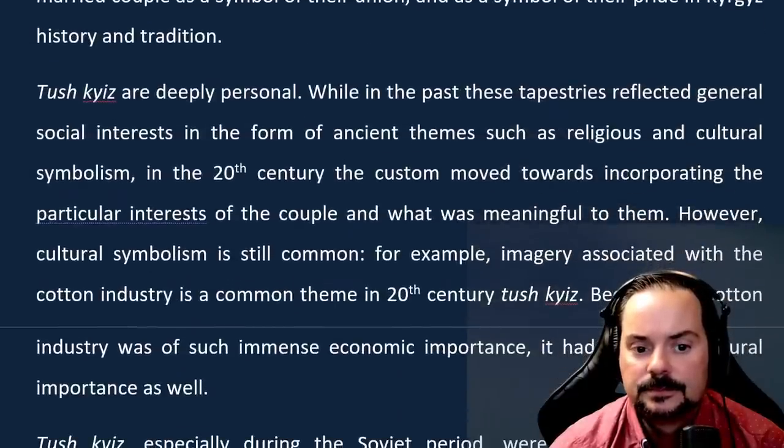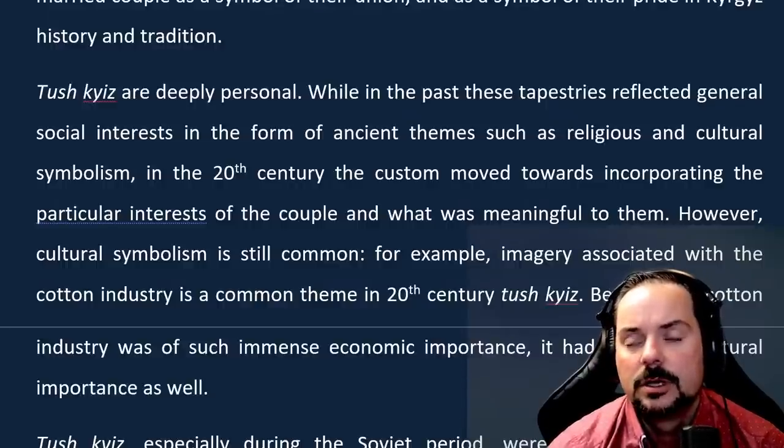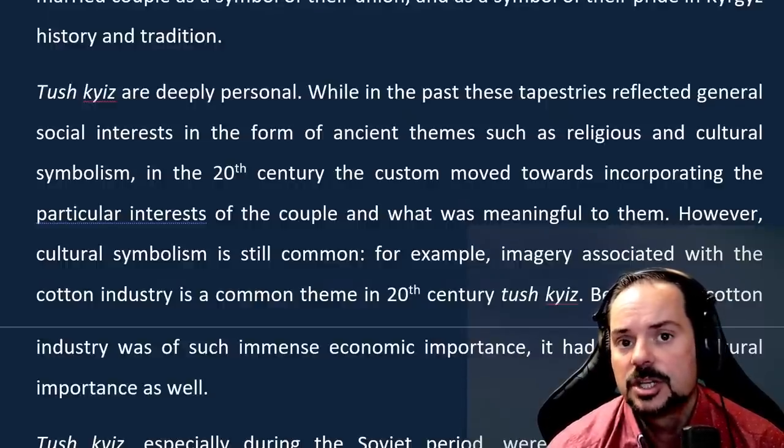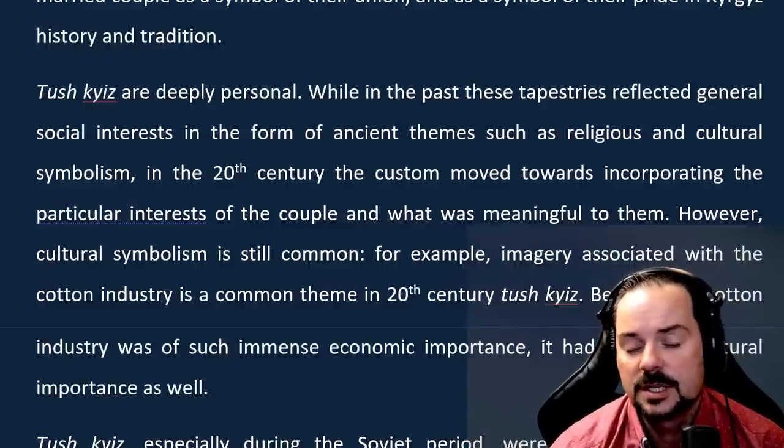Tushkits are deeply personal. While in the past, these tapestries reflected general social interests in the form of ancient... Okay, stop reading. Okay, so the answer was there. The question is, did you catch it? And here, to catch the answer, you have to catch the paraphrase for the word very. The word very is kind of a general term that means a lot. But in English, there are lots of ways to say that more specifically or in different ways. So know the paraphrasing for words like very. So very can be a lot, or another way to say very, you just read it. What is another way to say very?